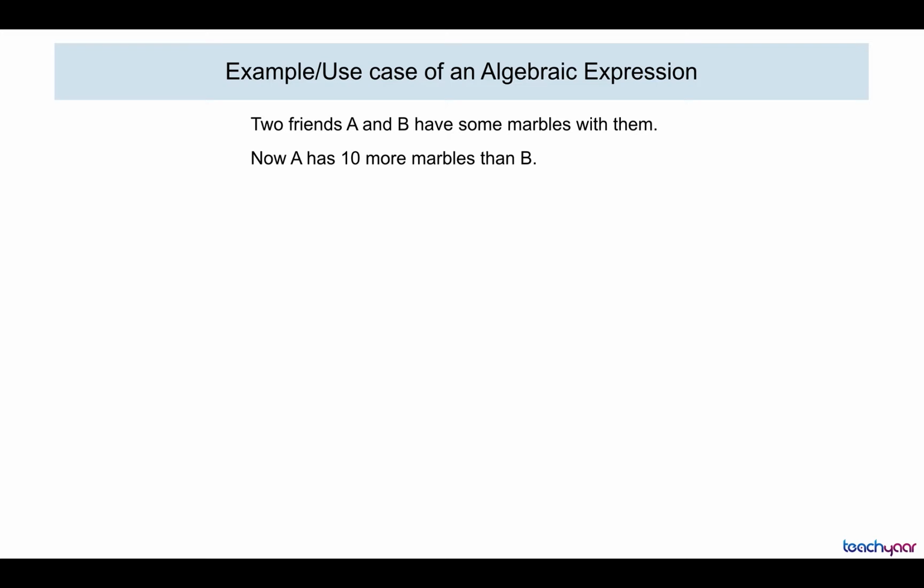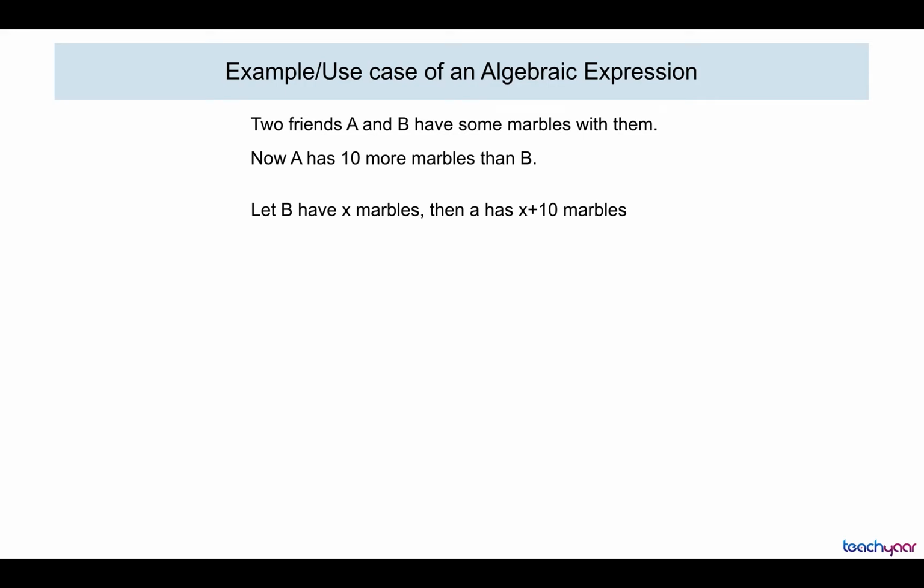So when you see this, somebody asks you, okay, how many marbles does A have and how many marbles does B have? Well, we know that A has 10 more marbles than B. So what do you say? Well, okay, let B have x marbles. So x has now become a variable and we don't know the answer to that, right? So then A has x plus 10 marbles, right?